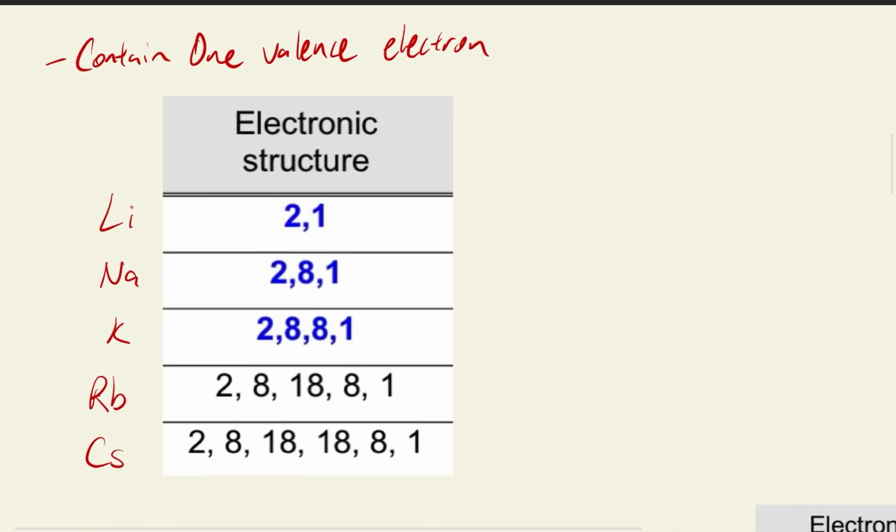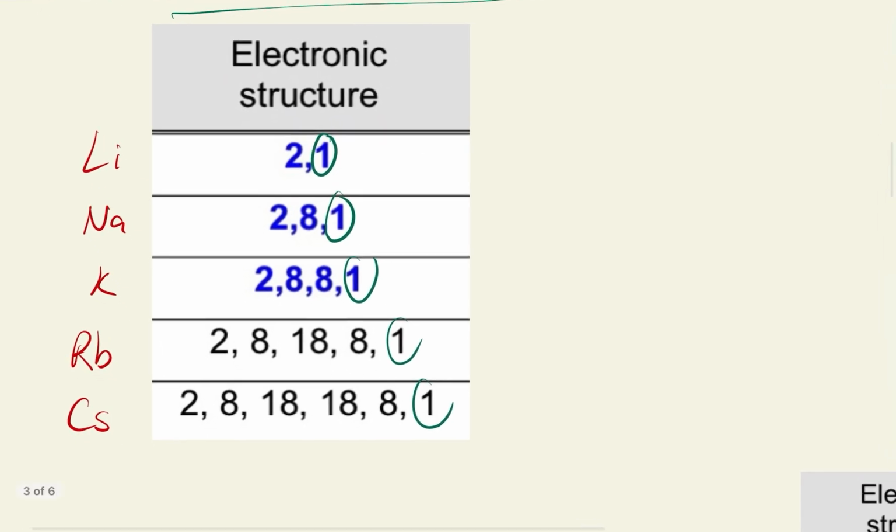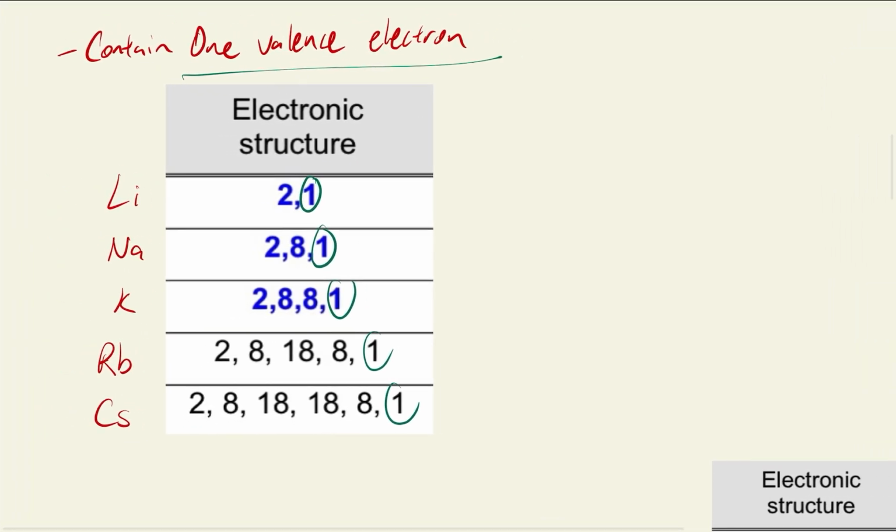Alright, so one thing you can find in relation to all these elements in group 1 is that they all contain one valence electron. If we take a look at the electronic structure of a few examples, for all the elements in group 1 except for francium, you'll find that the valence shell contains only one electron. So that's a similarity we can see.